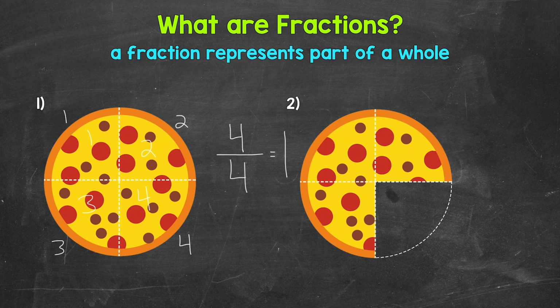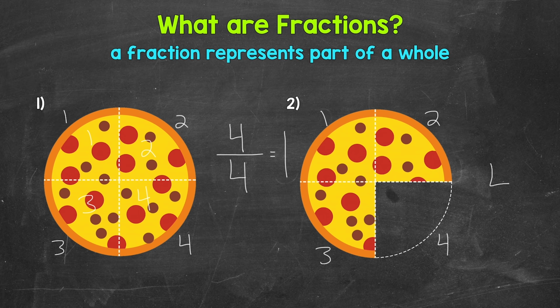Let's move on to number 2, and we can tell right away that we do not have the whole pizza left. So let's write a fraction to represent this amount. Let's start with how many equal parts the whole pizza was divided into. That's going to be our denominator. We have 1, 2, 3, 4 equal parts.